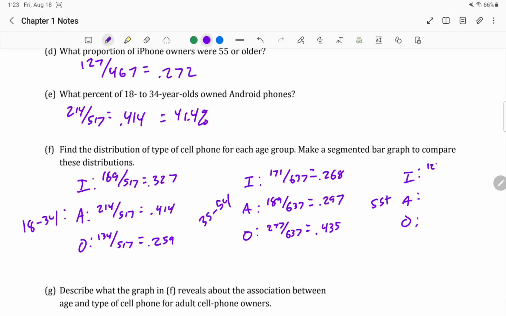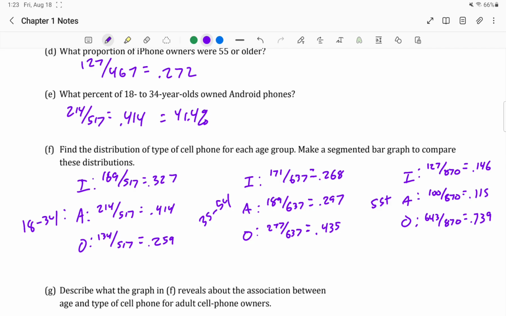iPhone was 127 over 870, which is 0.146. Android was 100 over 870, which is 0.115. And other was 643 over 870, which was 0.739. Whew, okay. So there's our frequencies, okay?